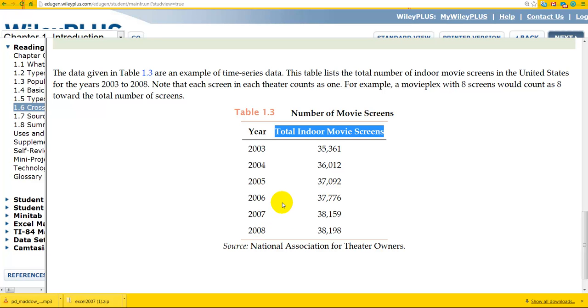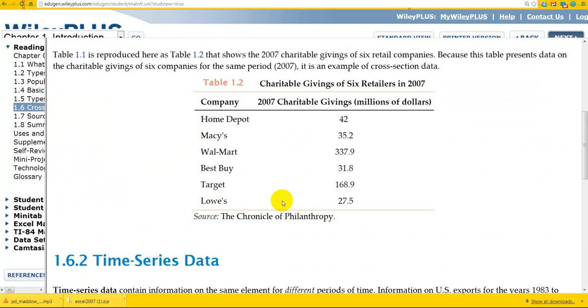But not all data is measured over time. For example, here, we saw this already. Charitable givings of 6 retailers. We saw this data already. Home Depot, how much did they give? This amount. How much did they give? This amount in millions of dollars. How much did they give? This amount. Right? So we saw this before. And this is for 2007. So this is not over time. This is just at one point in time. I mean, you could say 1 year, but whatever. Anyway, it's basically one point in time.